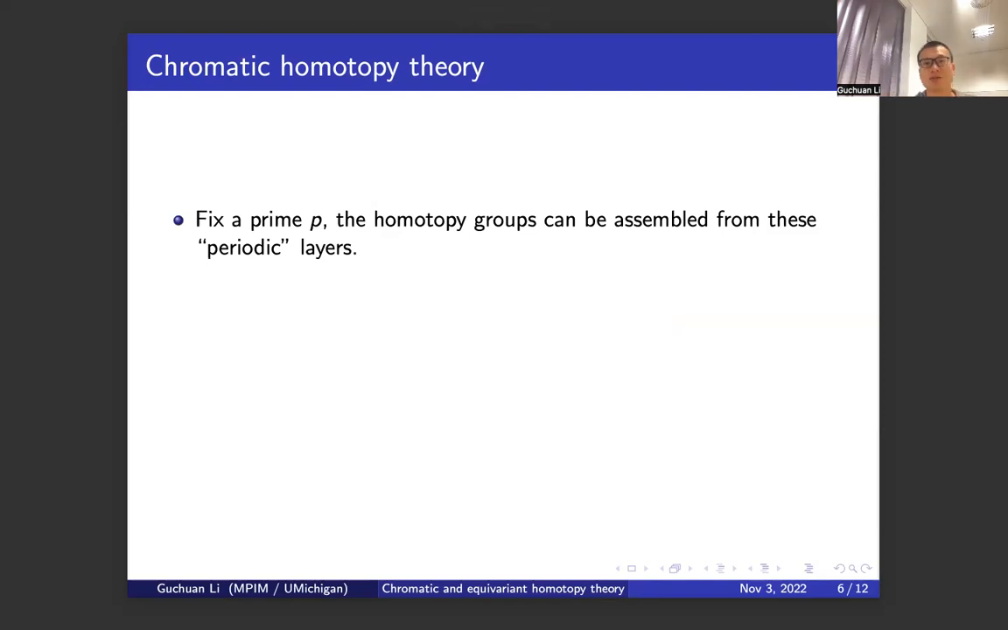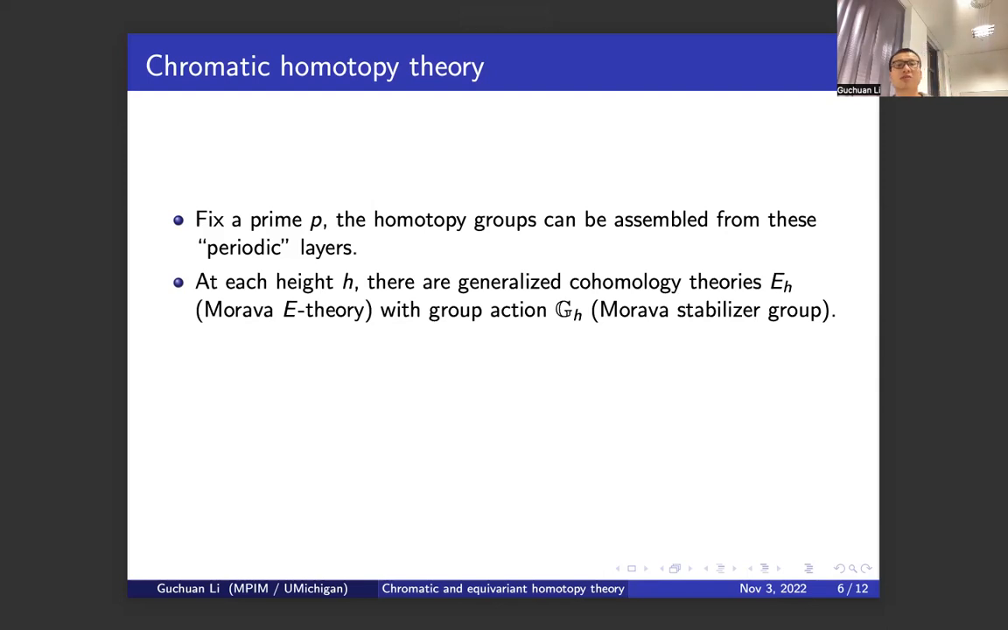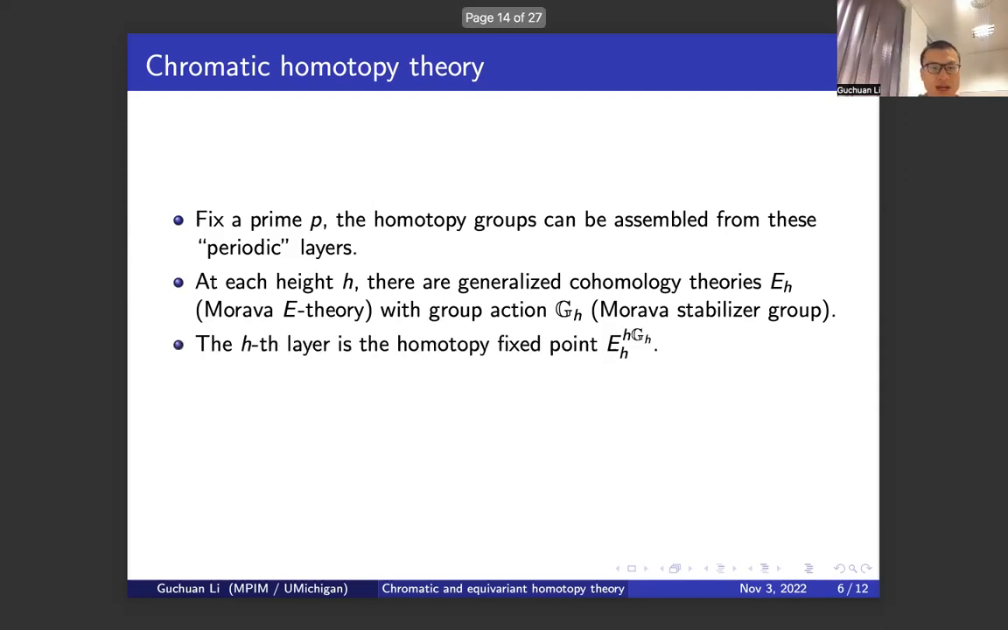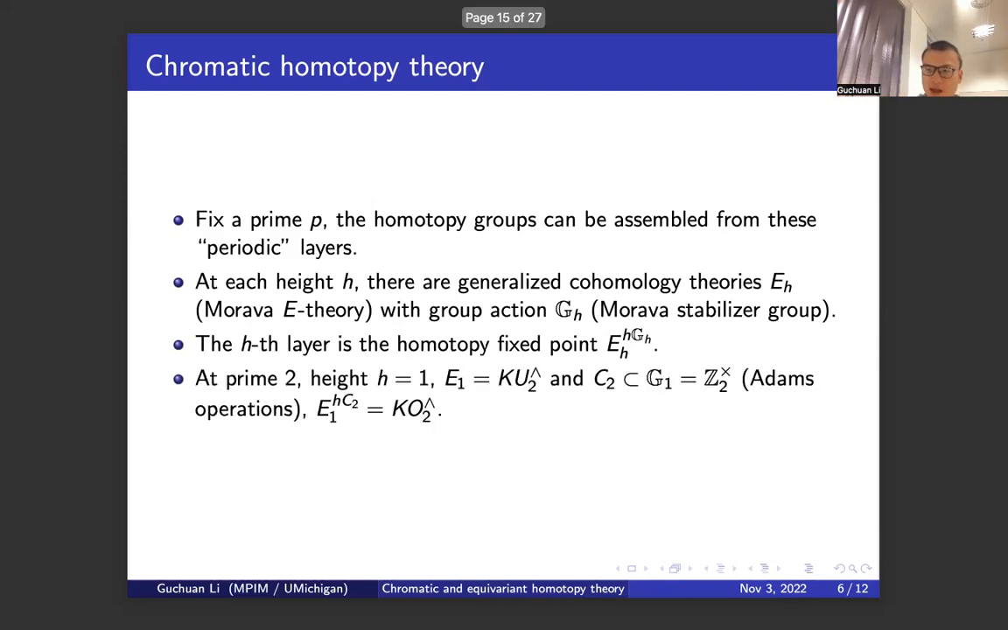More precisely, at a fixed prime, given a height H, there is a generalized cohomology theory, E_H, the Morava E theory, together with a group action, the Morava stabilizer group, G_H. The H-th layer is a periodic layer and it's just like the homotopy fixed points, E_H^{hG_H}. So the image of J story fits in as follows. E_1 is nothing but the complex K theory, KU, and the first Morava stabilizer group is just the Adams operation.